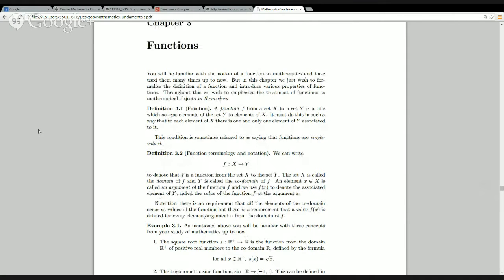Definitions and that. Now, as we said, functions aren't a new idea to you. You're familiar with the idea of functions. You're using them all the time in all the maths you do. But some of the next main topics in this unit to come are the calculus topics.